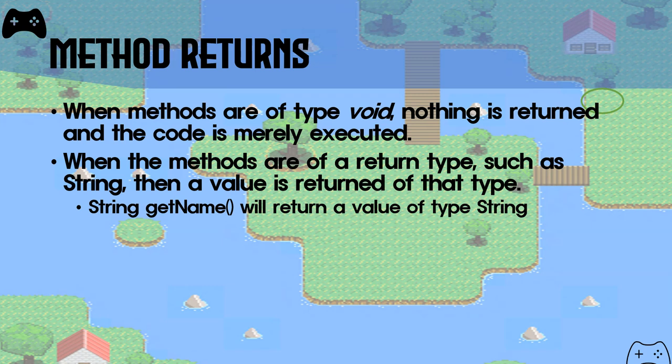But when we have methods that have a return type, let's say, for example, type string, well, then what's going to happen is that we're going to get a value returned of that type. So, for example, if I have a method called string get name, that's going to return a value of type string, because string is the return type for that method. Get name is the name, and here we have no parameters.